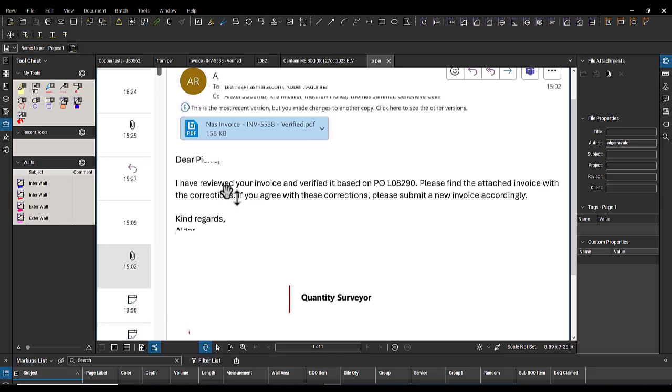So let's read it again. I send it to him: "Dear P, I have reviewed your invoice and verified it based on purchase order. Please find attached invoice with the correction. If you agree with this correction, please submit a new invoice accordingly." After that, this is his reply.